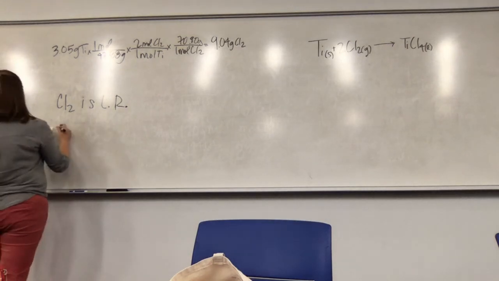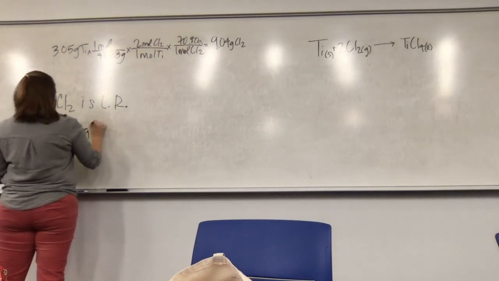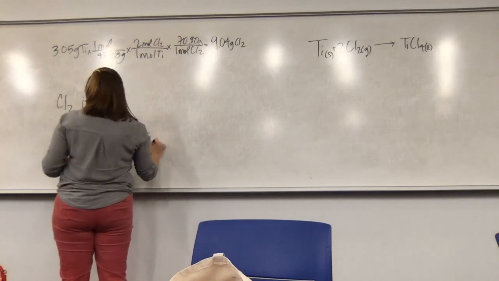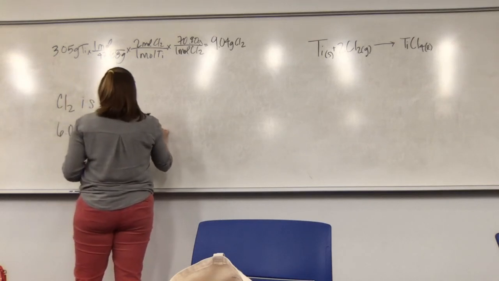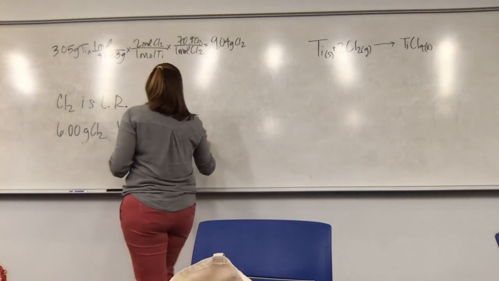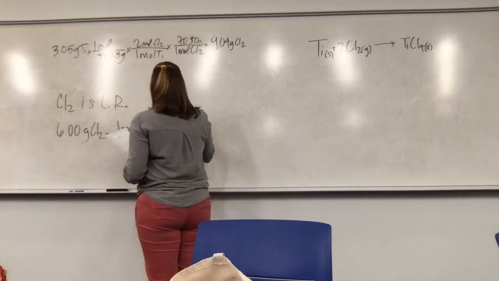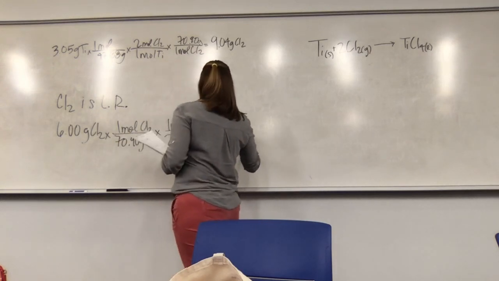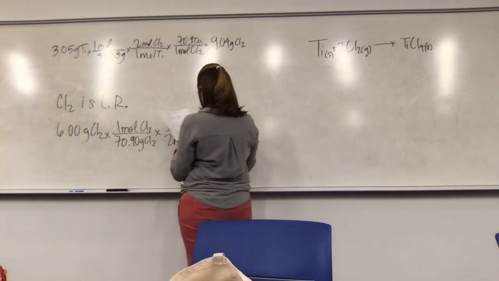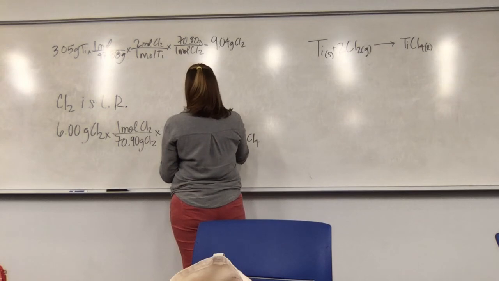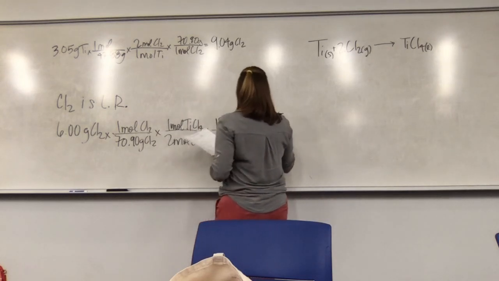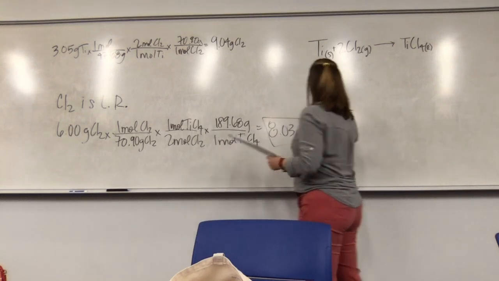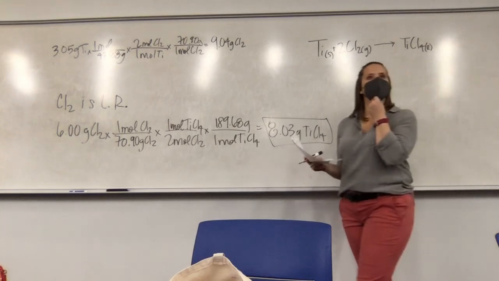So I'm going to take my chlorine gas, which is 6.00 grams of Cl2, over 70.90 grams of Cl2 in 1 mole of Cl2, then 2 moles of Cl2 for 1 mole of titanium chloride, 1 mole of TiCl4, which is 189.68 grams. That gives you 8.03 grams of titanium chloride. So we've answered 2 out of the 3 questions.